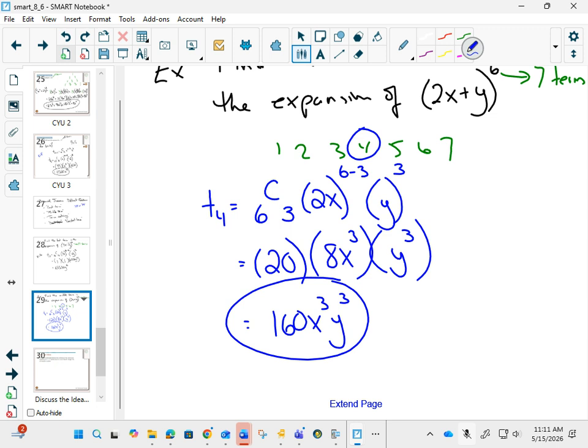Yes. Will they ever ask us, like, if there's only 6 terms, to find the middle one? No. Because if there were 6 terms, there's no one in the middle. So if they ask you a middle term question, you'll always have an odd number.